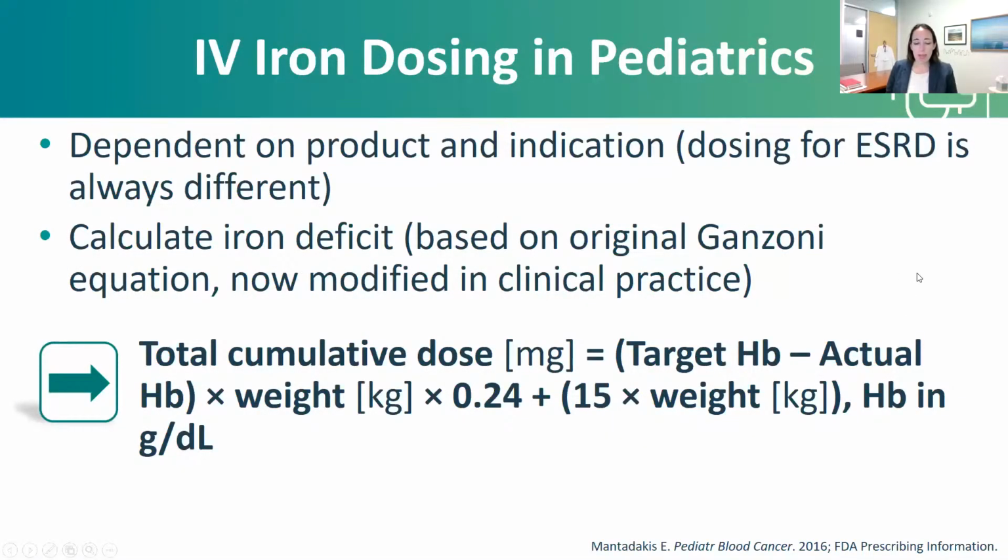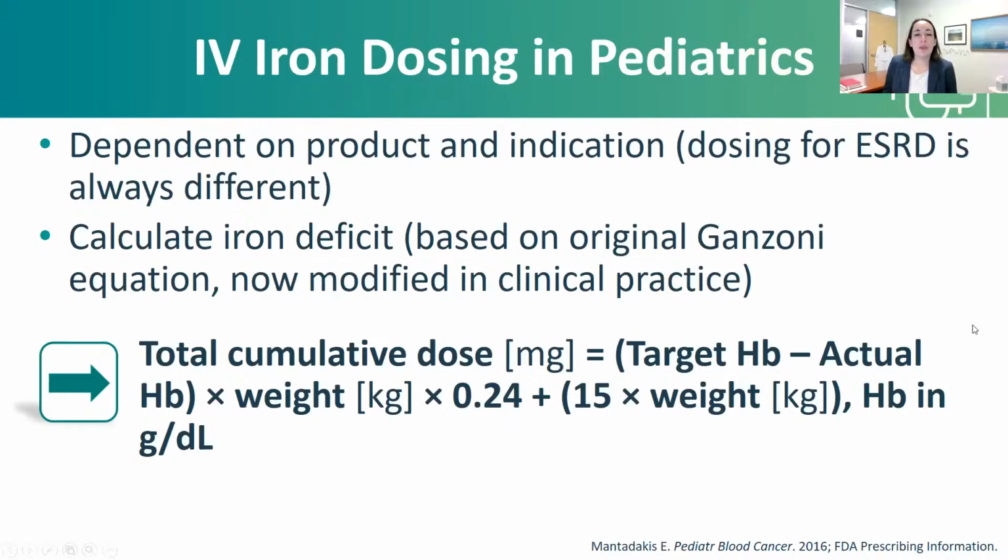So the next question may be, how do we dose it? For IV iron dosing in pediatrics, you can look at the labeled indication on the product, or many people like to calculate the iron deficit itself. And this is based on something called the Ganzoni equation, which you can use. You can usually Google it online, but you may have a calculator within your formulary.